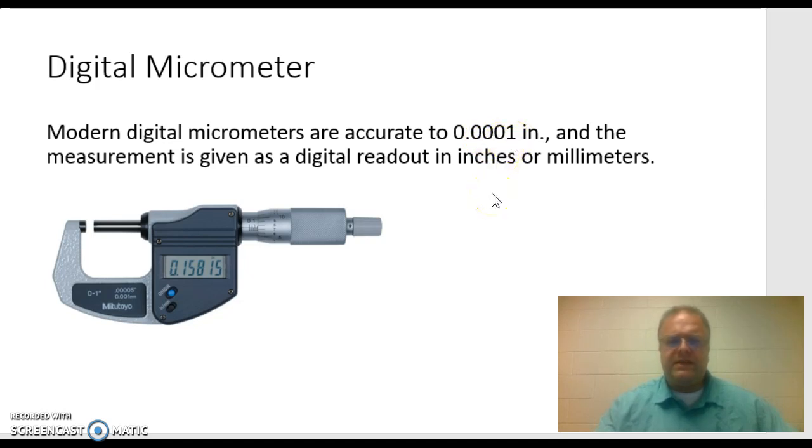The measurement is given as either a digital readout in inches or millimeters, depending on whether you're talking about usually foreign or domestic items. If you're looking at a car, if the car was made here in America, it's often given in inches. For socket size, for example, if it's made in Japan or maybe made in Korea, you'll often see that the socket sizes are in millimeters.